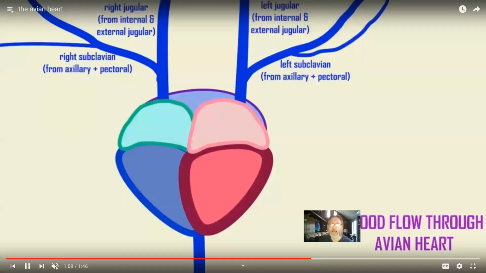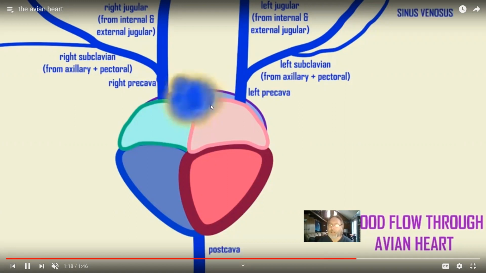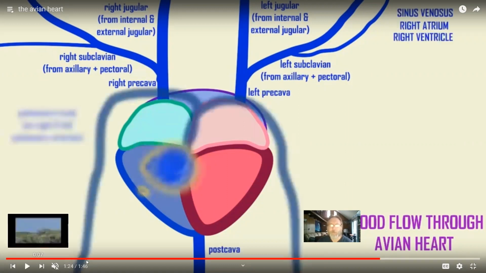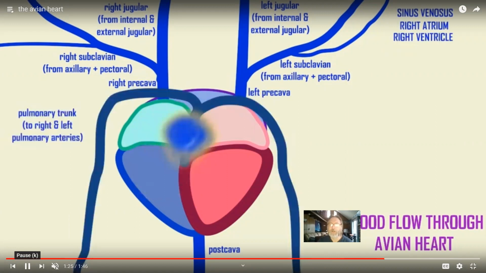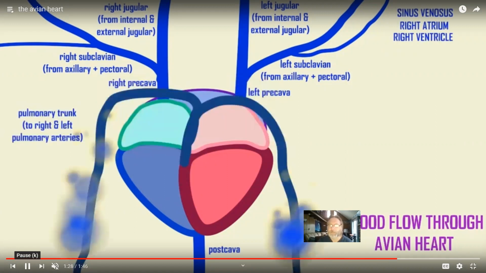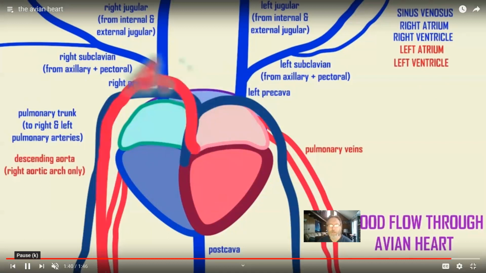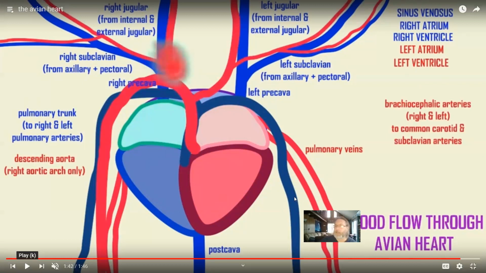And so how is this structured? There is a complete interventricular septum. So there is still a sinus venosus that brings deoxygenated blood into the right atrium, into the right ventricle. It then goes in through the pulmonary trunk to the left and right pulmonary arteries, to the lungs, where it becomes red oxygenated blood. This then returns through pulmonary veins into the left atrium, into the left ventricle, and then out the aorta, which is only on the right side, unlike in mammals where it's on the left side.